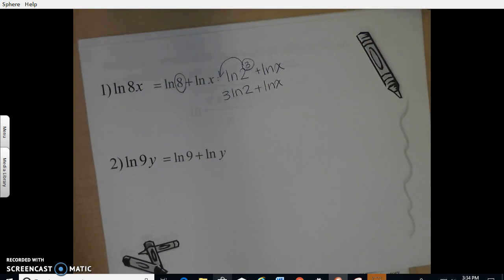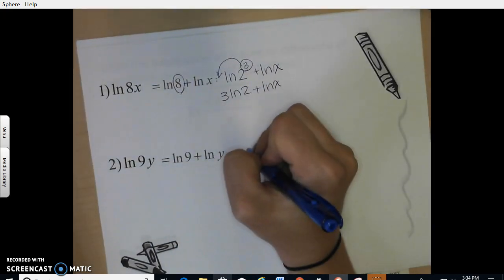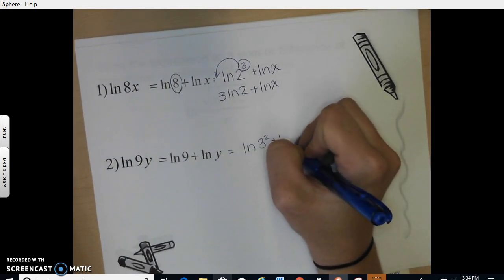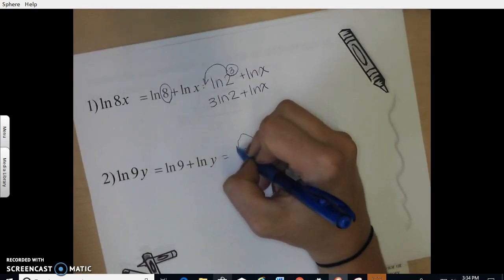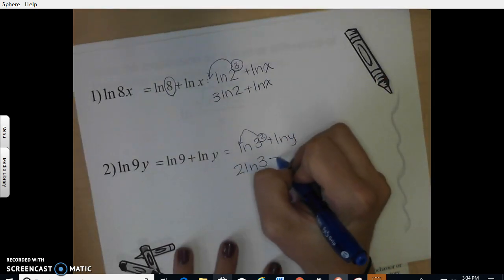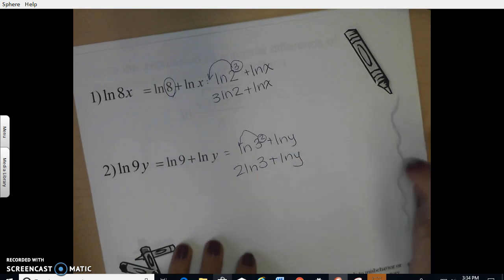The same thing for ln of 9y. 9 can be rewritten as ln of 3 squared plus ln of y. Bring the 2 to the front. 2 ln of 3 plus ln of y.